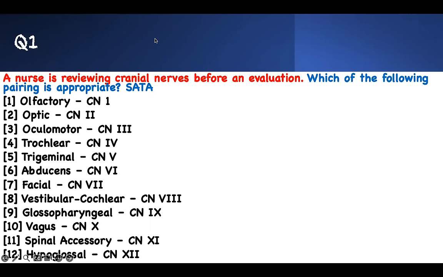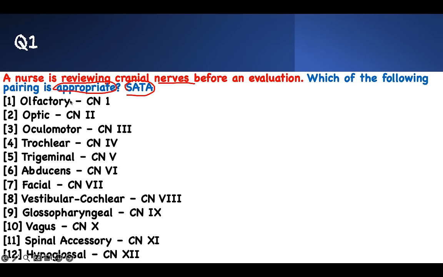Next is reviewing cranial nerves before an evaluation. Which of the following pairings is appropriate? It's a select-all-that-apply. You read from the back: pairing is appropriate. This is the key word. And then the whole thing is cranial nerves. You have to know their names. Sometimes they give you the cranial nerve number, sometimes they don't, so the name changes based on whatever they give you, the cranial nerve symbol or just the name. So we are just learning it so that we can use it for the rest of the questions.